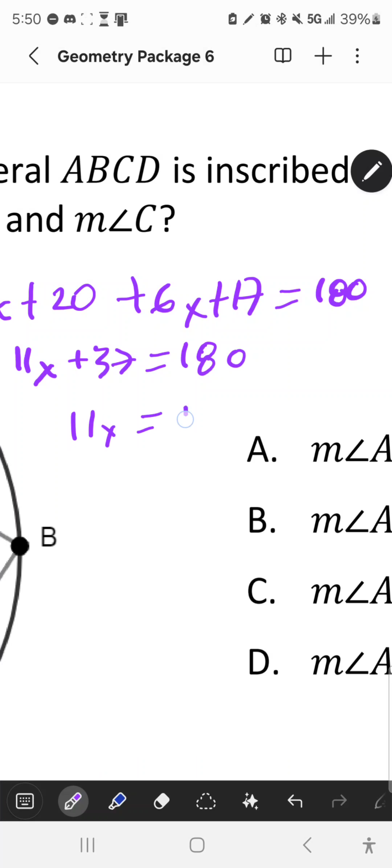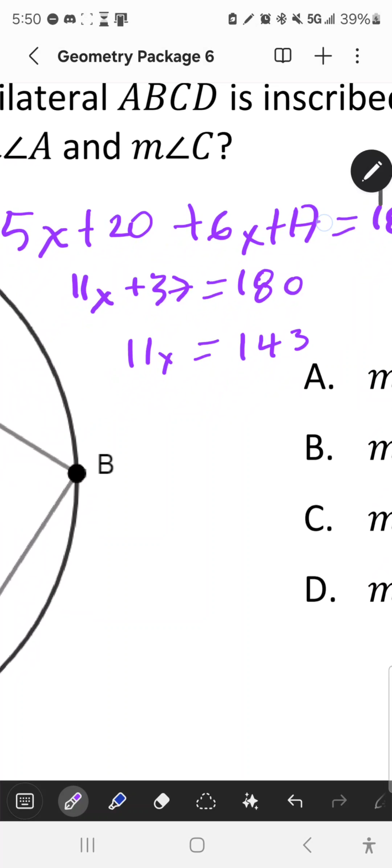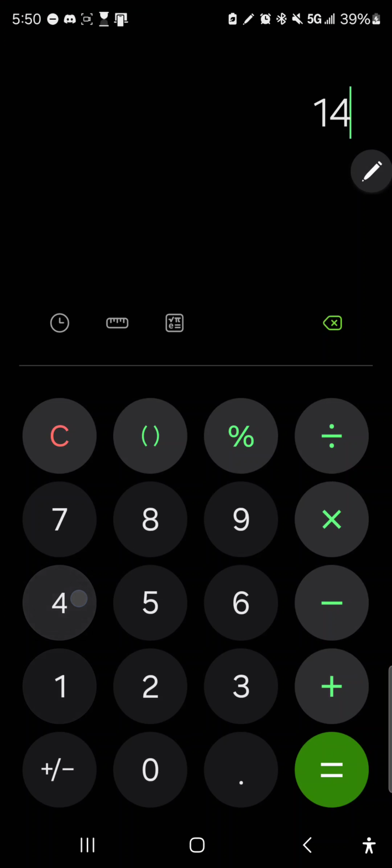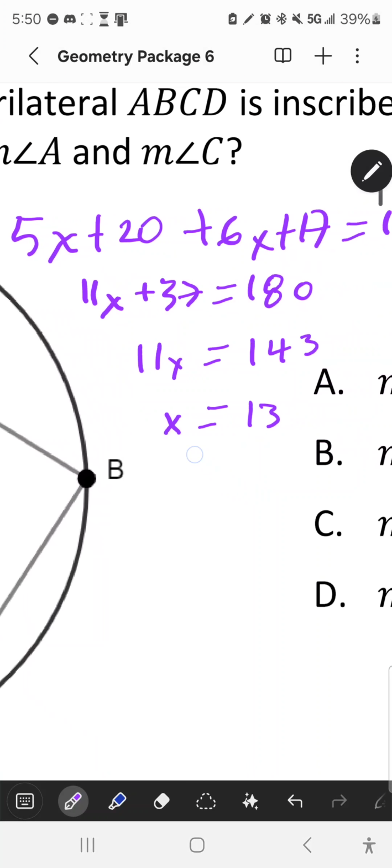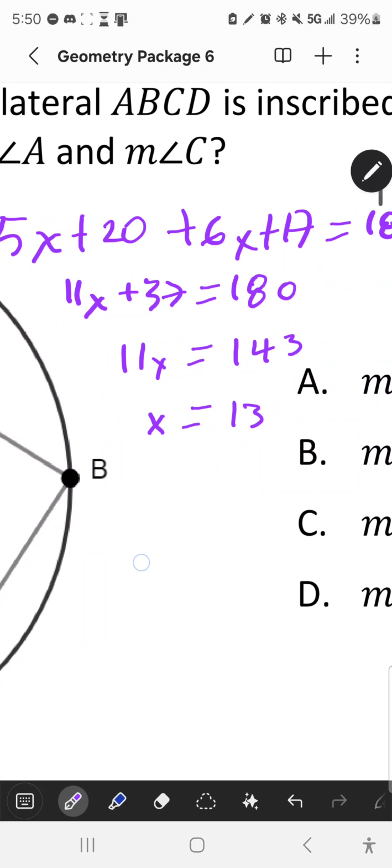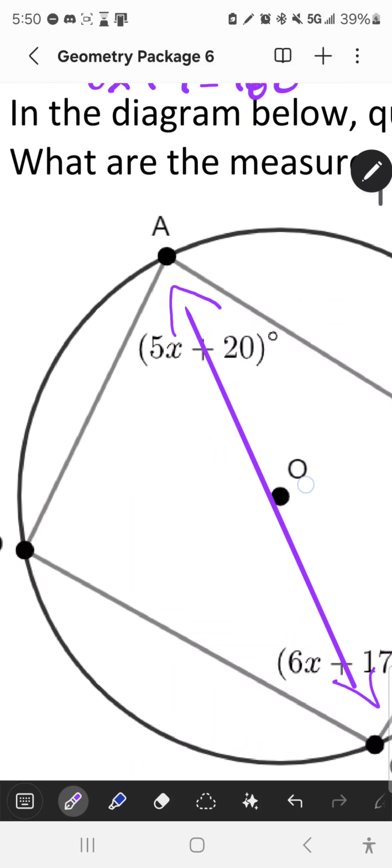11x equals 180 minus 37, which is 143. And 143 divided by 11 is 13. Wait, let me check. Yes, 13. And that's our answer for x, but they're asking for the measure.